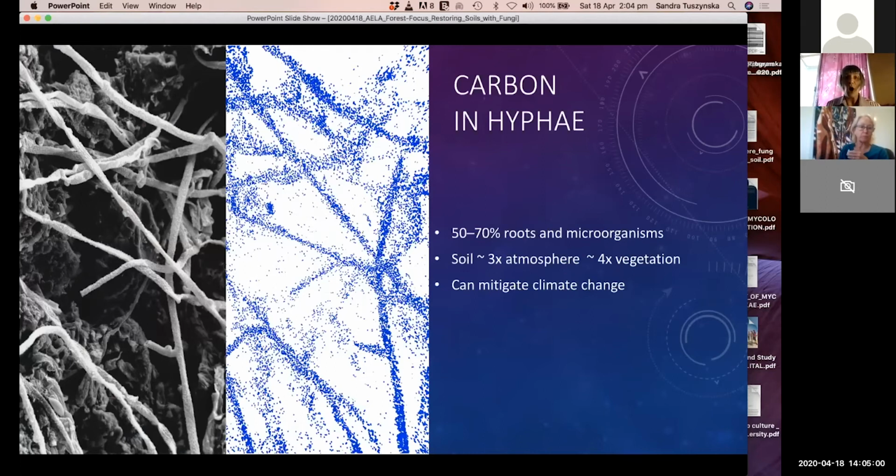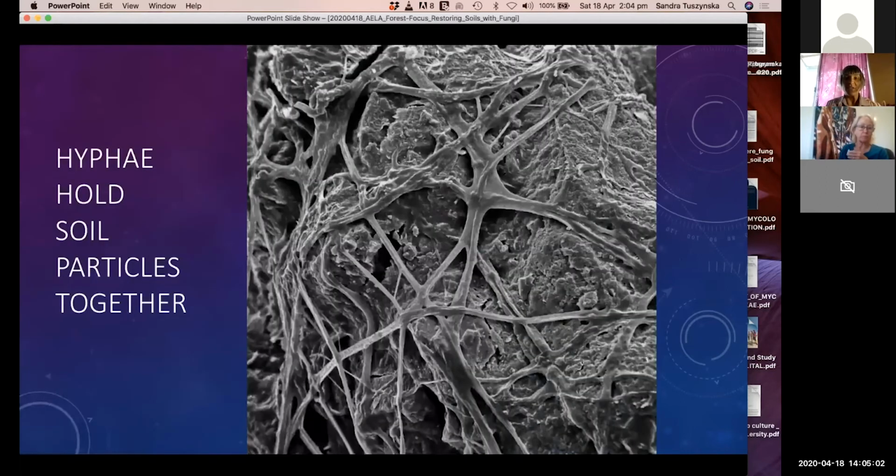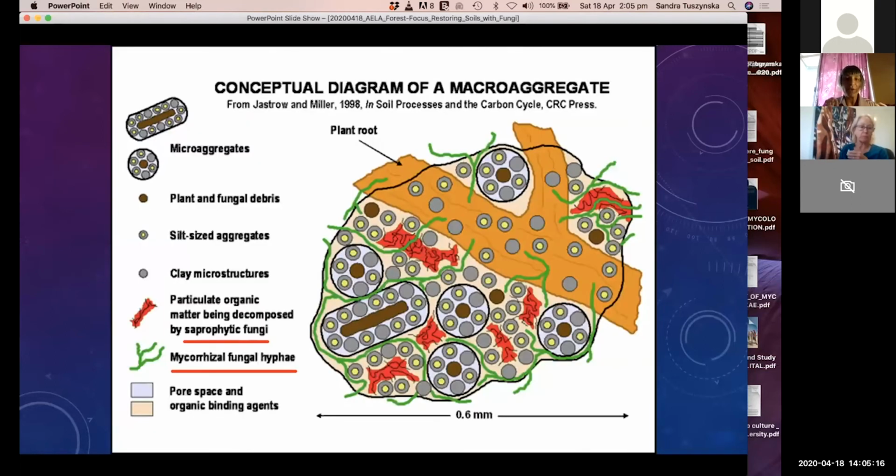Hyphae also hold soil particles together. Once again, very, very small particles are held by these hyphal systems, gluing particles together. And this creates a wonderful biodiversity, because now there are air spaces between these particles. We have on this image here the root, and the green lines coming off are the mycorrhizal fungal hyphae. The red bits are all the organic matter that is broken down by the saprophytic fungi, and then the rest is minerals. And of course, there's life as well.